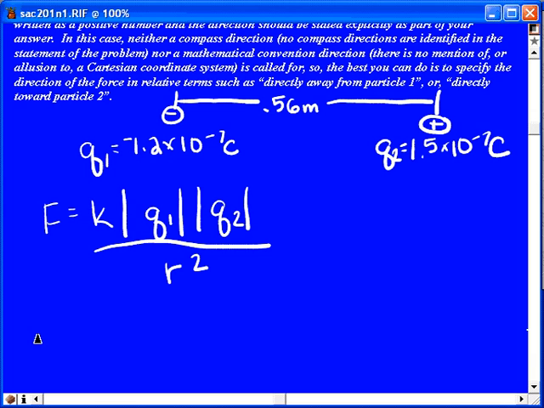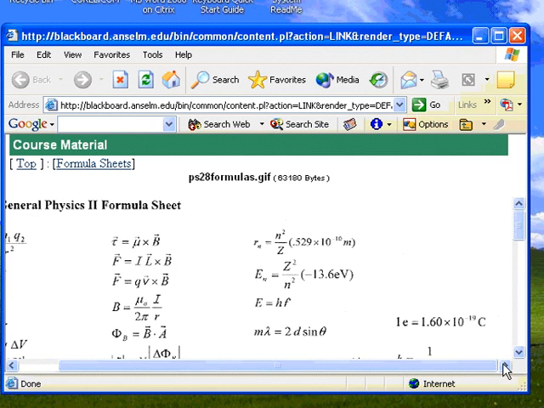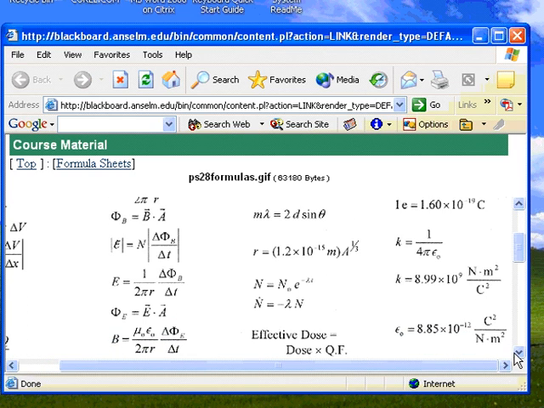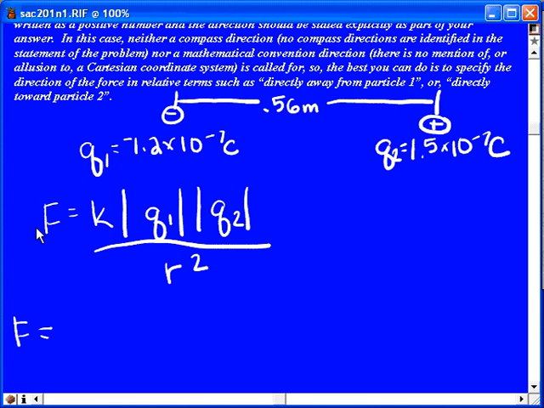So substituting our values into this equation, we get force is equal to K, which is a constant, and we can get K, the constant, on the formula sheet as well, over in the right-hand corner. And we see K here. So we have 8.99 times 10 to the 9th newton meters squared per coulomb squared.